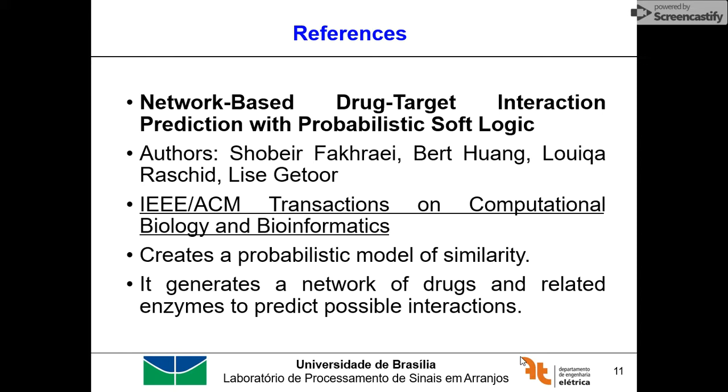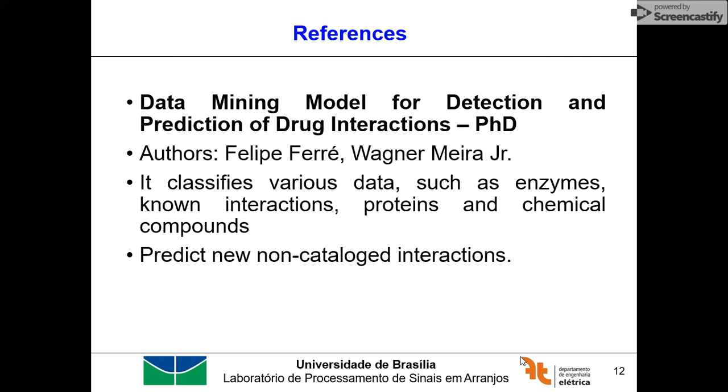Network-based drug-target interaction prediction with probabilistic soft logic creates a probabilistic model of similarity. It generates a network of drugs and related enzymes to predict possible interactions. Data mining model for detection and prediction of drug interactions: it classifies various data such as enzymes, interactions, proteins, and chemical compounds, predicting new non-cataloged interactions.